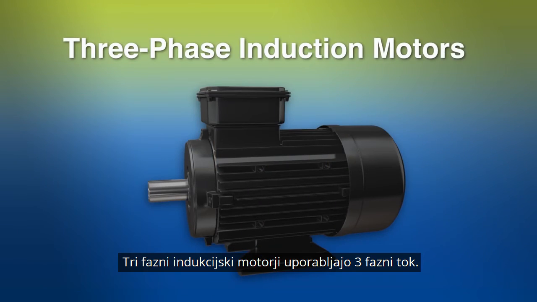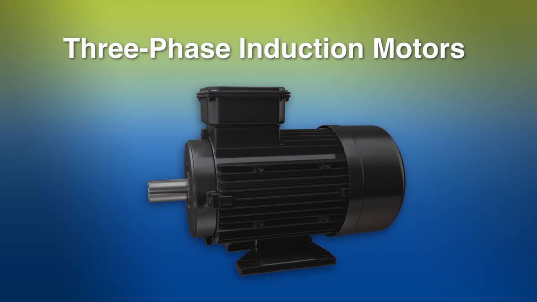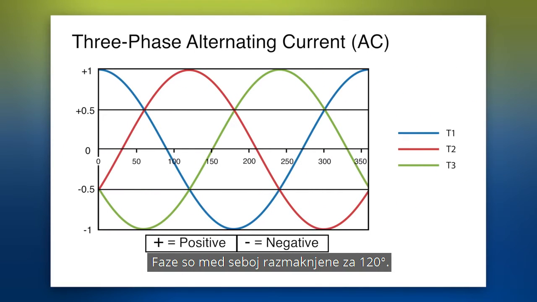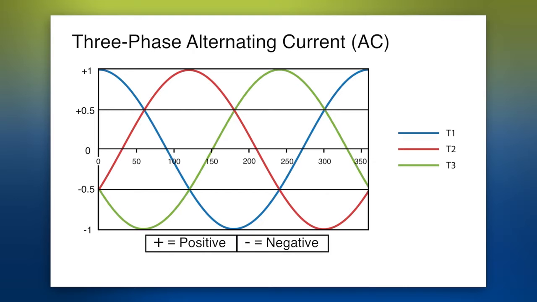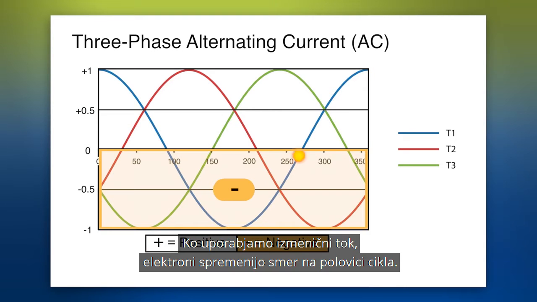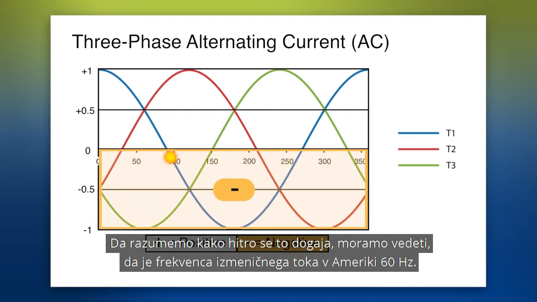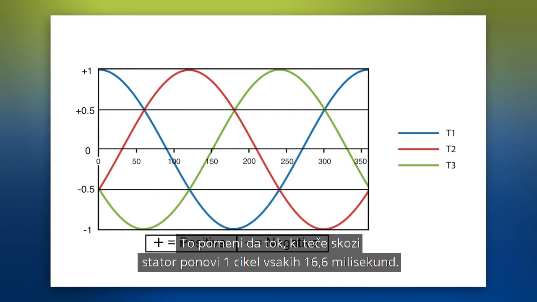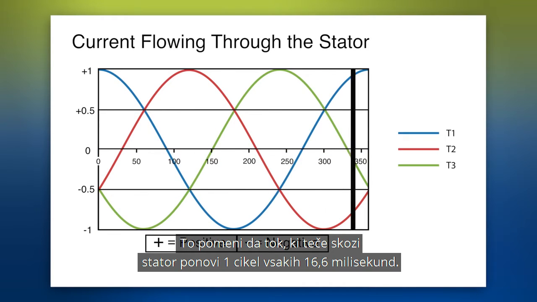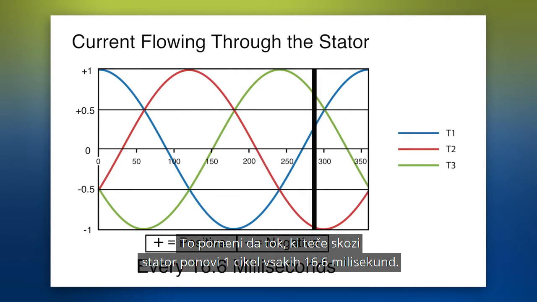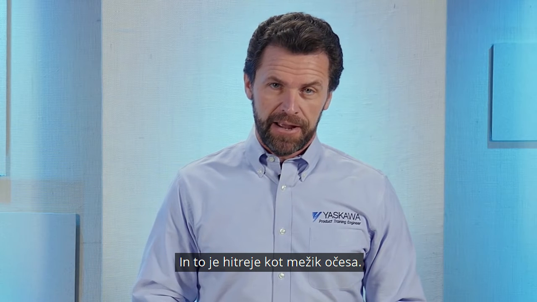Three-phase induction motors use balanced three-phase power. The phases are electrically separated from each other by 120 degrees. When you apply alternating current, or AC, the flow of electrons reverses direction halfway through the cycle. To understand how quickly this happens, remember that the standard AC power frequency in North America is 60 Hertz. That means current flowing through the stator repeats one electrical cycle every 16.6 milliseconds, and that's faster than the blink of an eye.